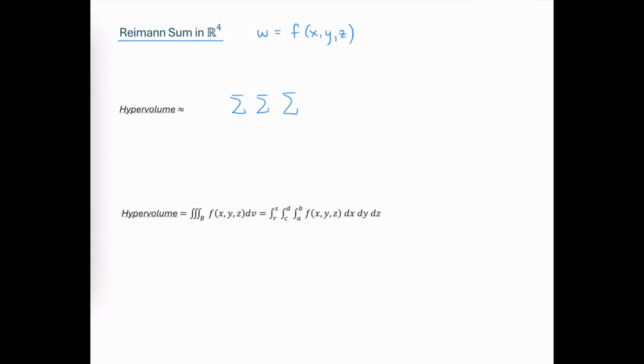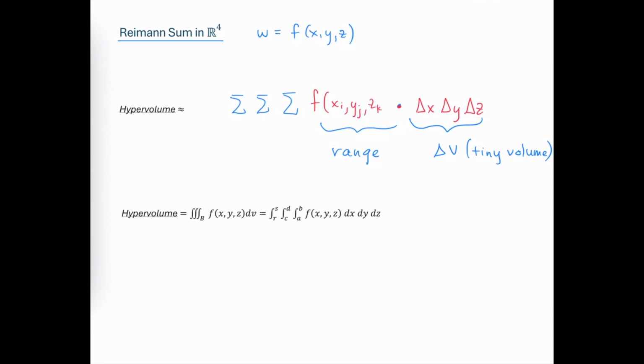The domain region that we're going to be multiplying by is going to be delta x, delta y, delta z, which is that quantity delta V, which can be interpreted as the tiny volume of that Bijk box that we saw at the beginning. And we're going to multiply this by the range element, which is going to be our function evaluated at a domain representative within that little tiny volume box. We'll call it x sub i, y sub j, and z sub k. We'll say that i goes from 1 to n, j goes from 1 to m, and k is going to be going from 1 to L.